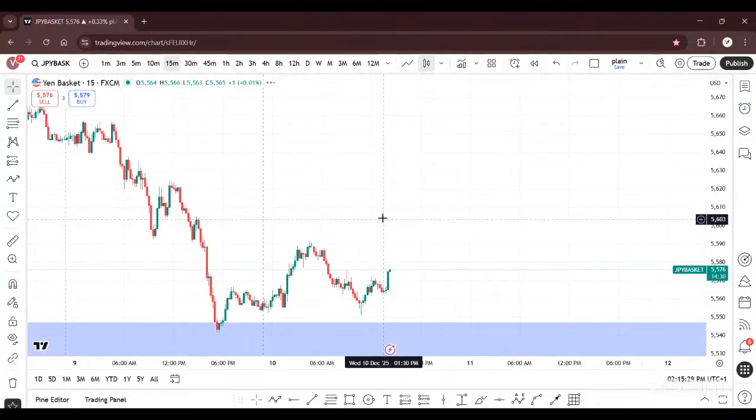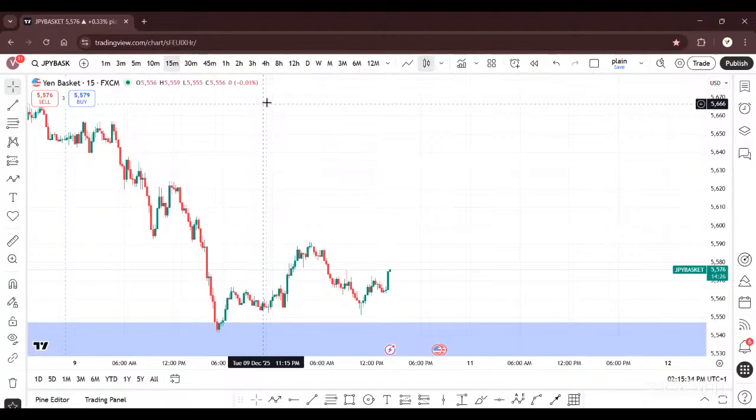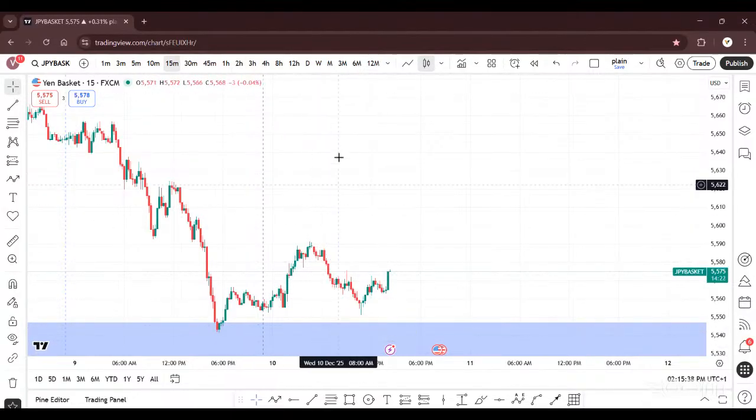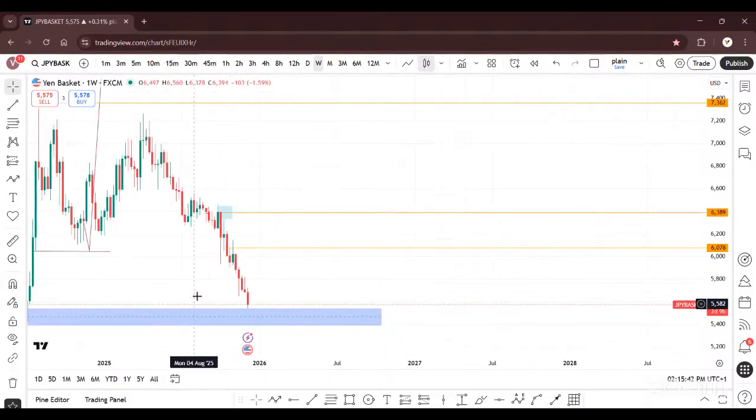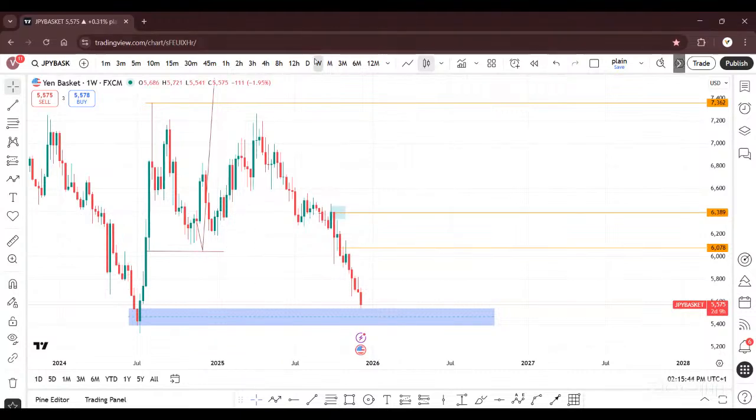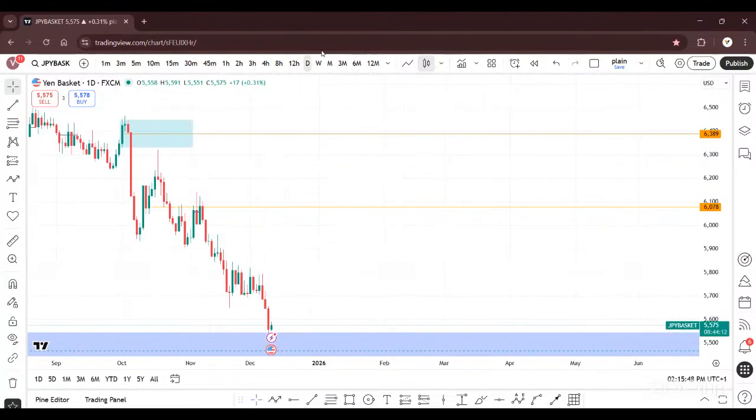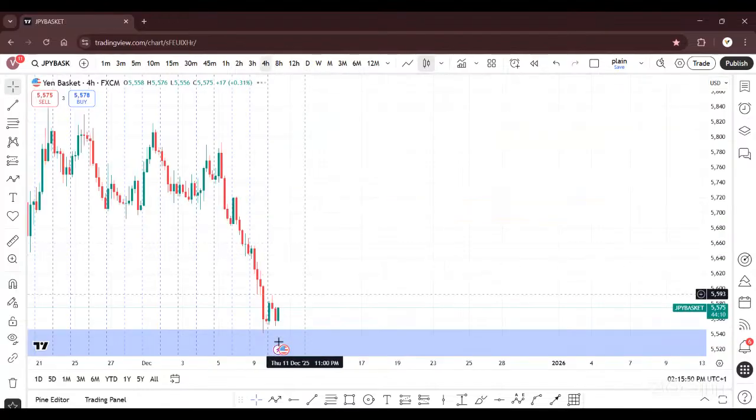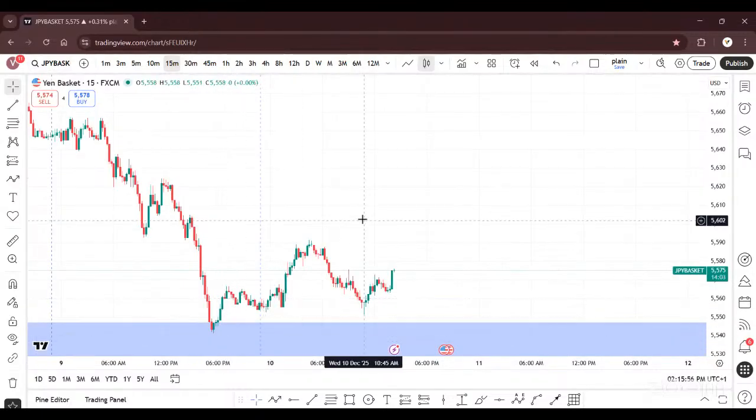Now over to GBP JPY and Euro JPY. Now for the yen basket, we said we wanted to see trade into this weekly order block, which is around here. And if you go to the weekly time frame, you'll see it. So this is the weekly order block. Price just went to tap it quickly, and then it's reacting around the region. You can see it also on the daily time frame and on the 4-hour time frame. So currently, the yen basket is retracing from that region back to the upside.